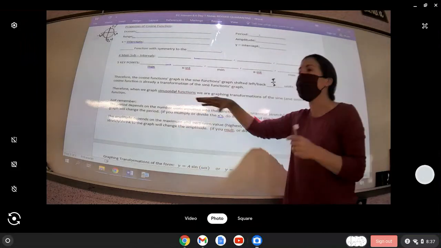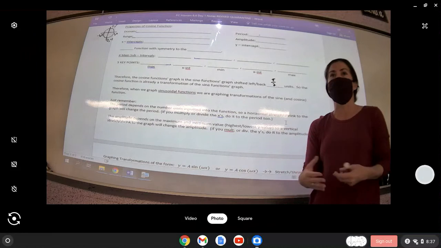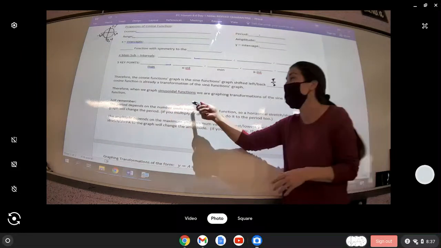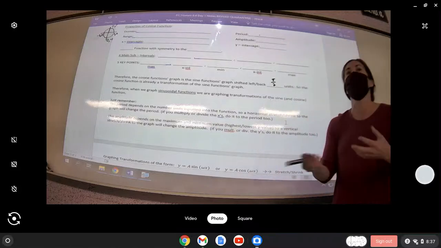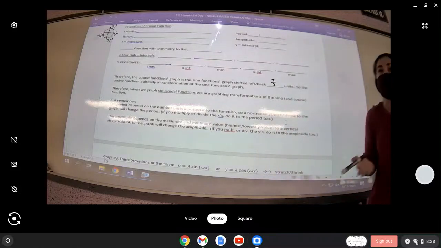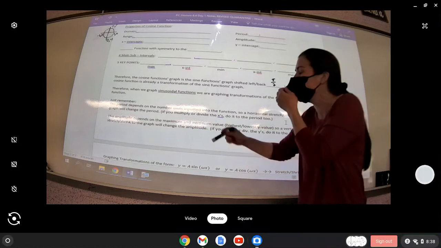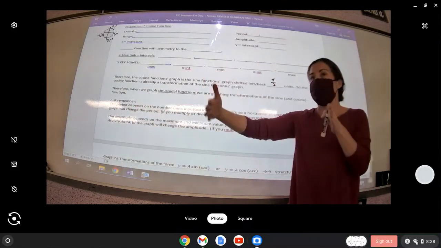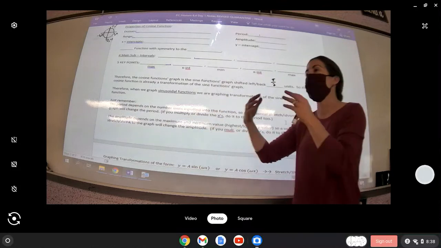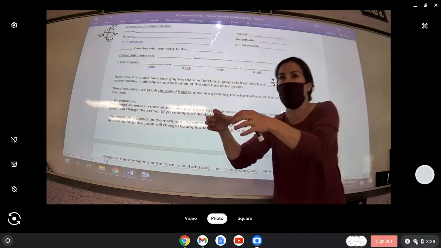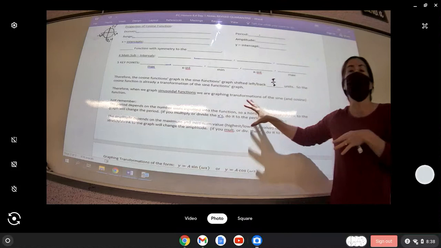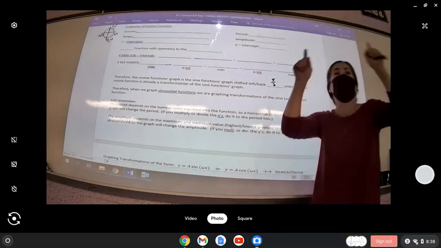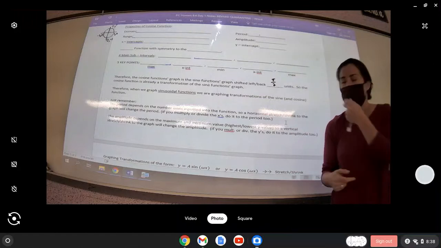So they consider any type of transformation to the sine function a sinusoidal function. We can call the cosine function a sinusoidal function because it's just the sine curve transformed. Now I want you to remember, the period is the number of inputs it takes for the function to repeat. So anytime you affect the inputs, the x's, you will therefore affect the period.